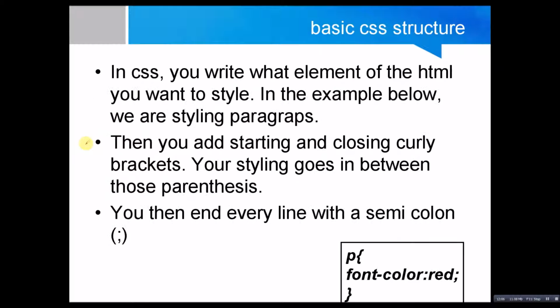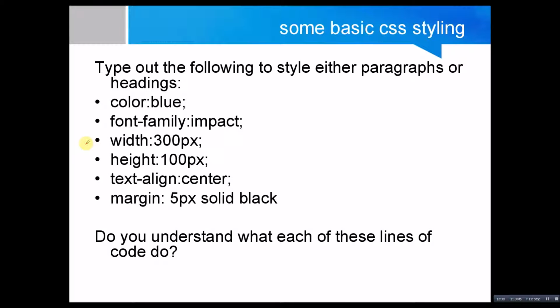Okay, so let's just have a look at the basic CSS structure. So you write what element of the HTML you want to style. So in the example below, we're styling paragraphs. Then you add starting and closing curly brackets. Your styling goes in between the curly brackets, and you add a semicolon to the end of every line. We know that by now. So to style some basic paragraphs or headings, just write the following lines of code.